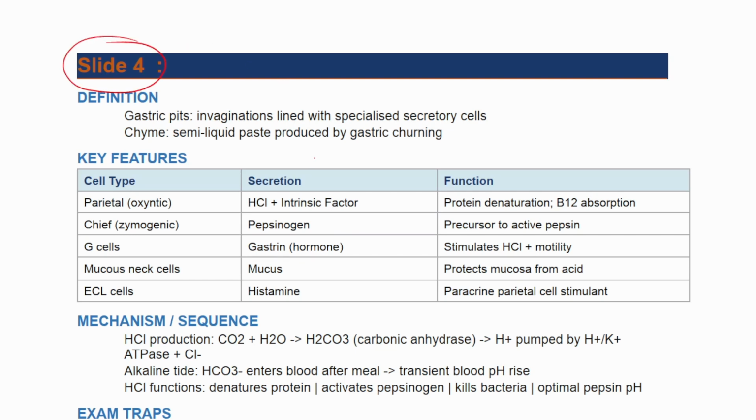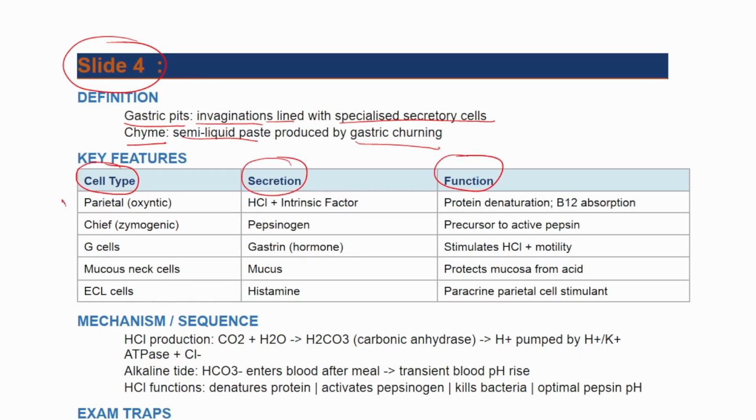As we pointed out in our structural layout, gastric pits are defined as specialized mucosal invaginations lined with specialized secretory cells. Now that we see where these secretions happen, let's look at what they mix with, specifically chyme. The slide defines chyme as the characteristic semi-liquid paste produced by active gastric churning. Now we talk about 5 types of cells found on the gastric mucosal layer, and we will talk about them under the headlines of cell type, secretion, and function.